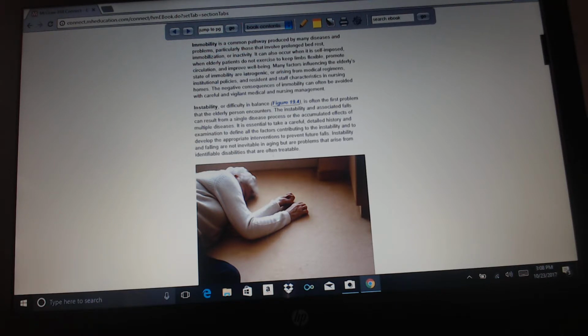Instability or difficulty in balance is often the first problem that the elderly person encounters. The instability and associated falls can result from a single disease process or the accumulated effects of multiple diseases. It's essential to take a careful, detailed history and examination to define all the factors contributing to the instability and to develop the appropriate interventions to prevent future falls. Instability and falling are not inevitable in aging, but are problems that arise from identifiable disabilities that are often treatable.